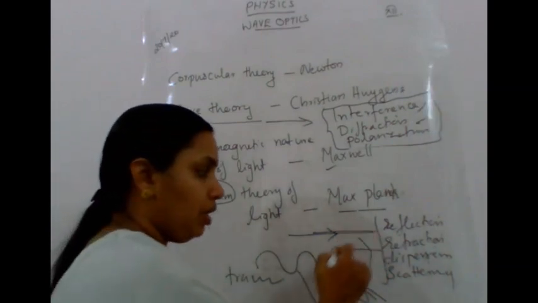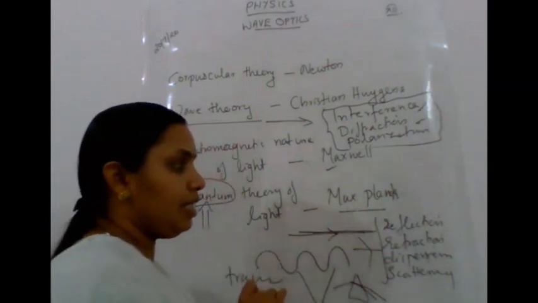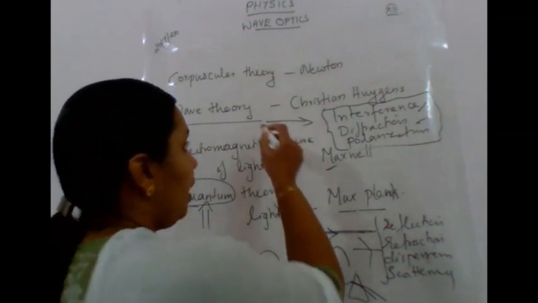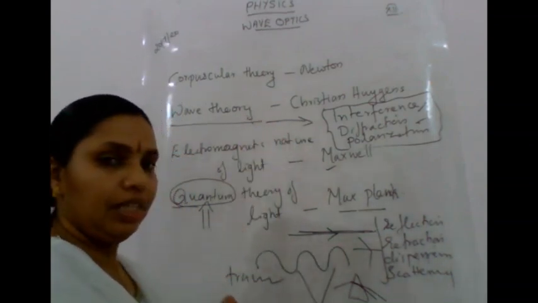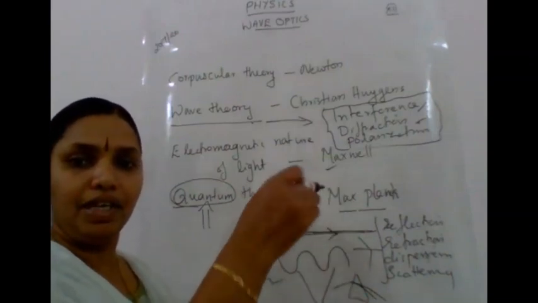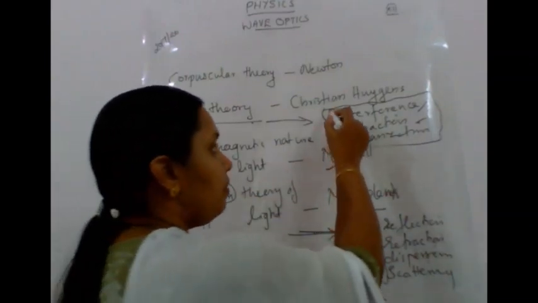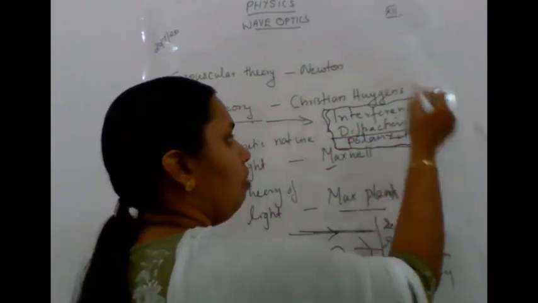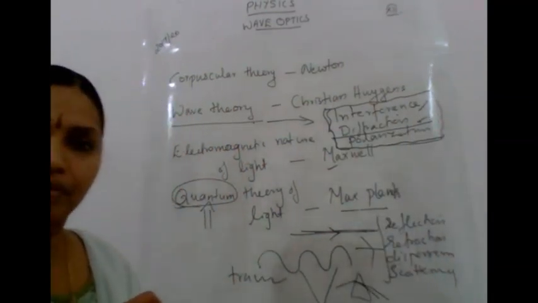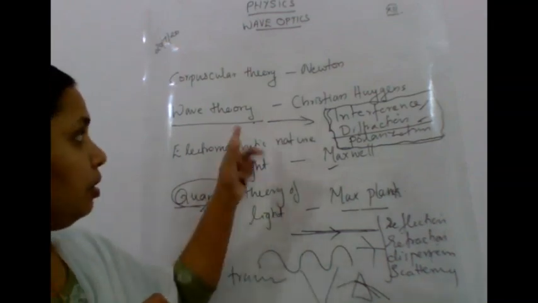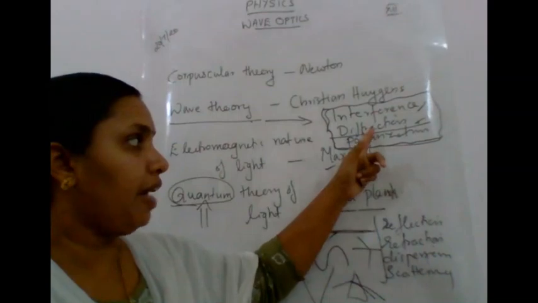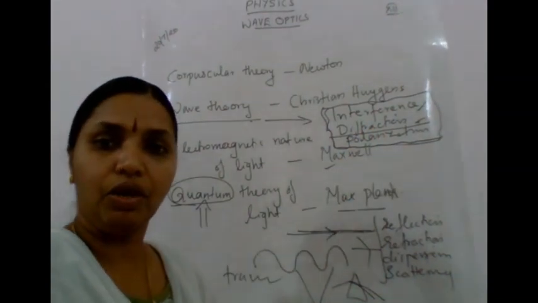If light is traveling as a ray, all these things could not happen. But if you are considering light as a wave, propagating and traveling as a wave, then because of the superposition of waves, all these things are happening. So on the basis of the wave theory, they could prove how interference, diffraction and polarization are occurring.